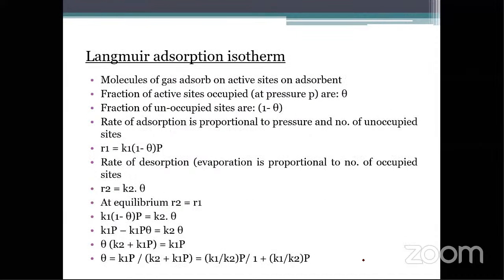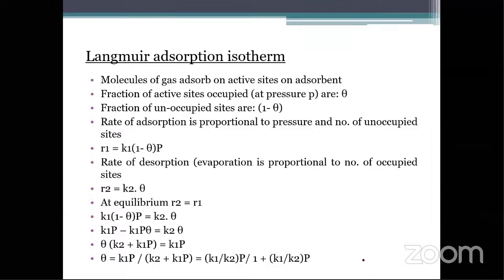Okay. Now, molecules of gas adsorb on active sites on the adsorbent at a particular pressure P. Now, the fraction of active sites occupied, for example, is theta. So the fraction of sites unoccupied is 1 minus theta. So the rate of adsorption is proportional to the pressure and the number of unoccupied sites: R1 is equal to K1 into 1 minus theta into P.